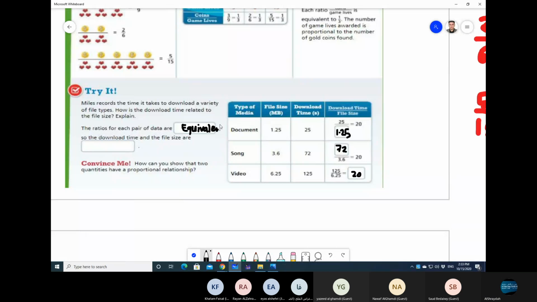Equivalent. And so the download time and the file size are proportional. If the ratios are equivalent, you can say that the relationship is proportional. Okay, you understand it? Excellent. You are excellent, Yazid. Thank you.